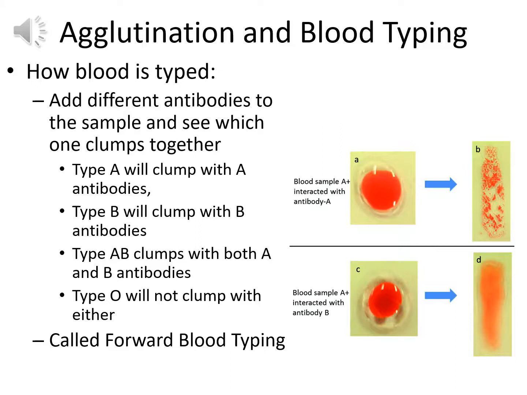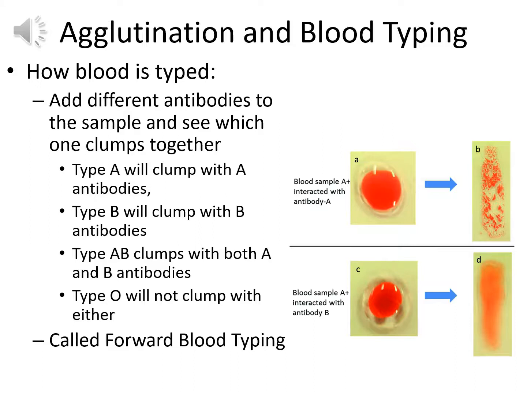If you take that blood sample, then you can add different known antibodies to the sample and see which, if any, cause clumping. If we look up at the top, we have a blood sample that's A positive blood, so it interacted with the anti-A antibody, and we see the agglutination. If we take that same A positive blood in the lower image and we interact it with the anti-B antibody, we don't get the same reaction because there's no B antigen on the red blood cells for that type A individual. We don't see agglutination occur.